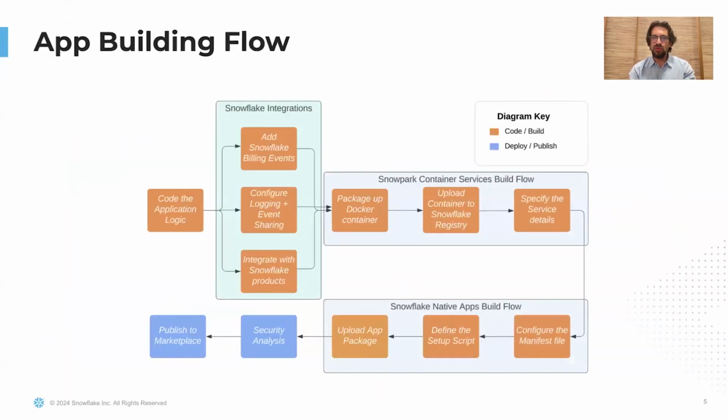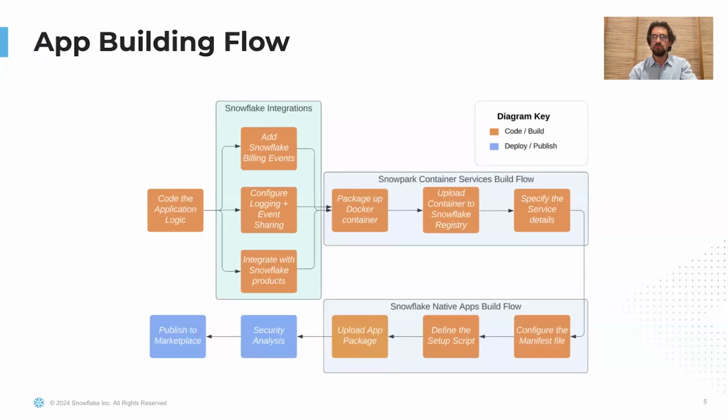Now, imagine you want to build your application. How do you go about it? As you normally would, you're typically going to write your application logic. You can pick your language and runtime of choice. And for apps that are going to run in Snowflake, you might want to add the integration to Snowflake. Maybe you're using dynamic tables or hybrid tables. You're going to configure your logs and your event sharing. And if you're monetizing on the platform, you can add the billable events too.